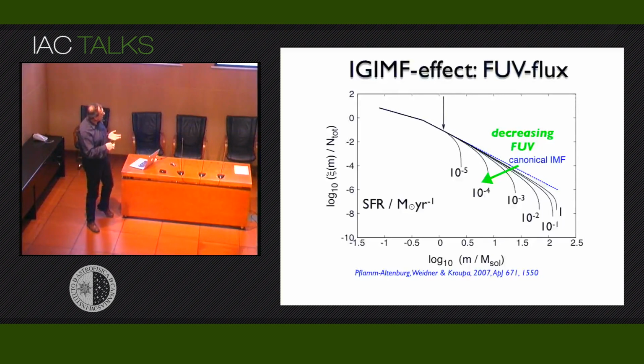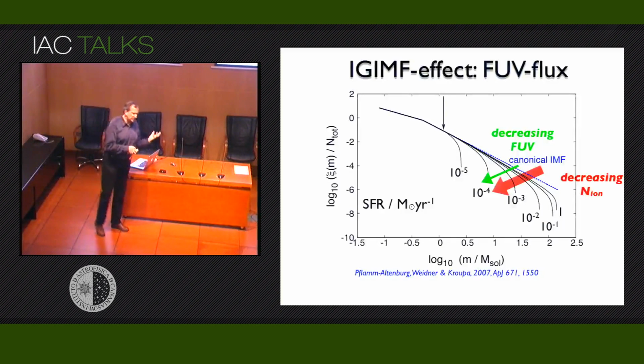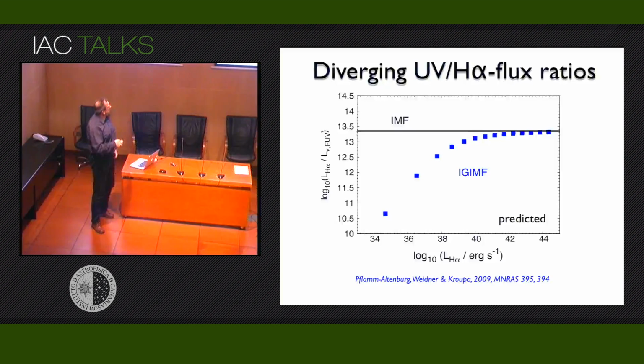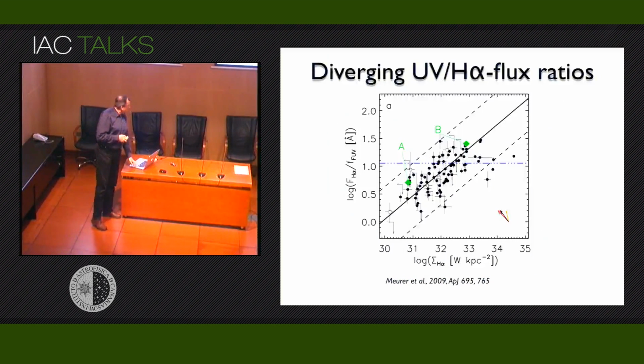Another effect of the IGIMF would be on the far infrared flux, because the far infrared flux is dominated by B stars. For B stars, the IMF changes less than for O stars. But O stars dominate the number of ionizing photons, measured in the H-alpha flux. So you would expect a difference between the H-alpha luminosity and the far infrared luminosity. For a normal IMF there should be no difference, but in our scenario there should be, because we produce fewer massive stars in galaxies with less massive star formation.